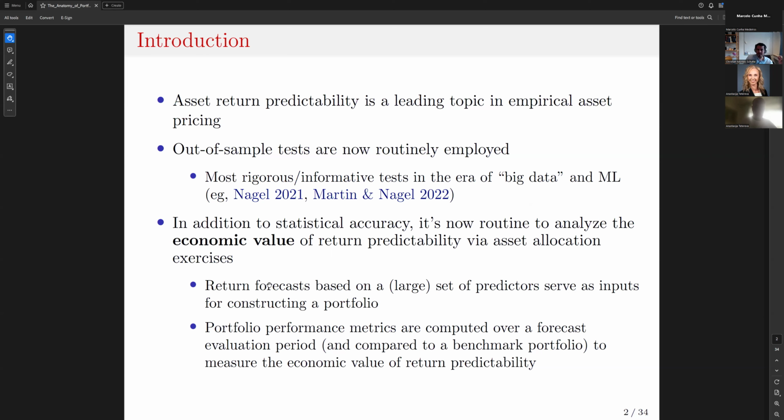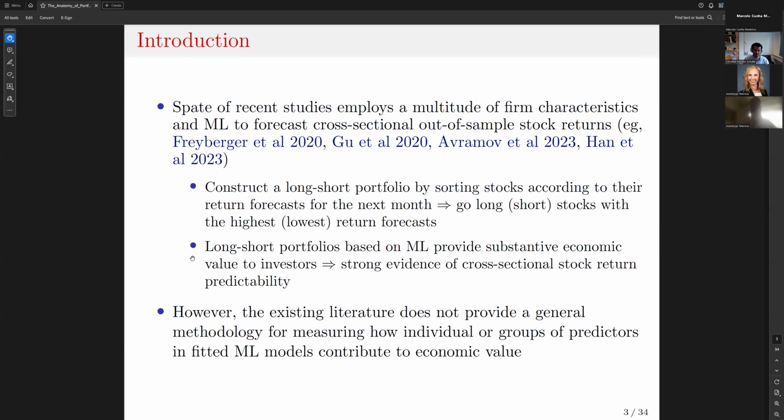In addition to statistical accuracy, which is often measured by, for example, out-of-sample R squared, it's now routine to analyze the economic value of return predictability via an asset allocation exercise. Return forecasts based on a large set of predictors serve as inputs to construct a portfolio, and portfolio performance metrics are then evaluated over some evaluation period. Usually these are compared to a benchmark portfolio, to measure the economic value of the return predictability done by your model.